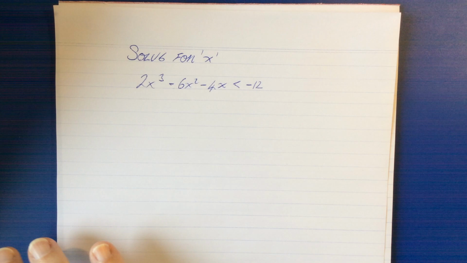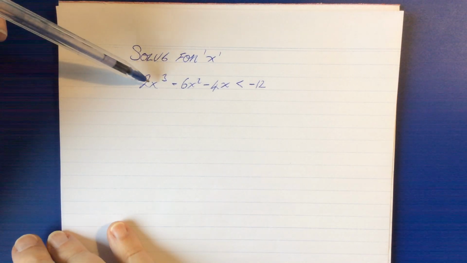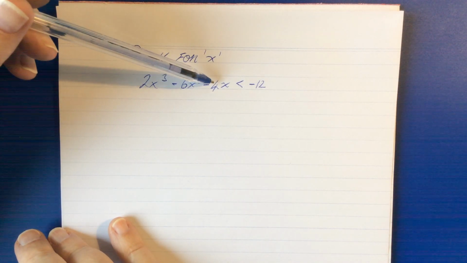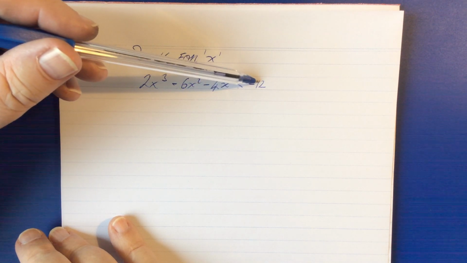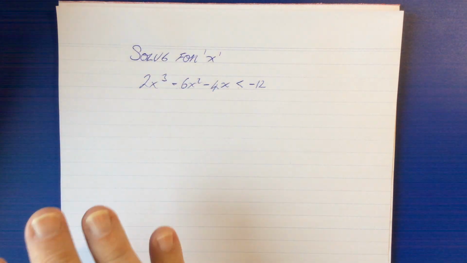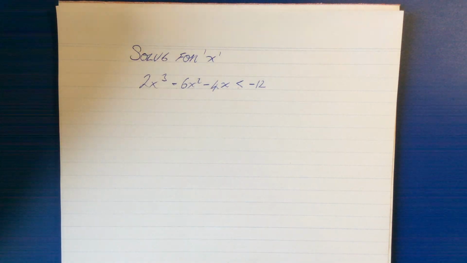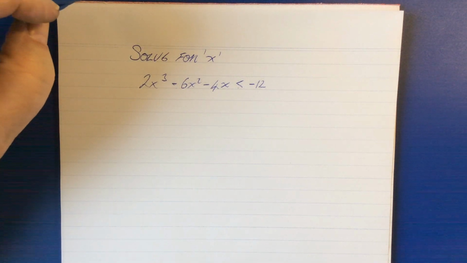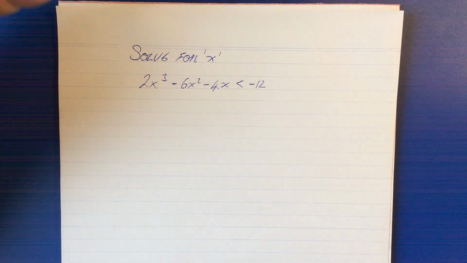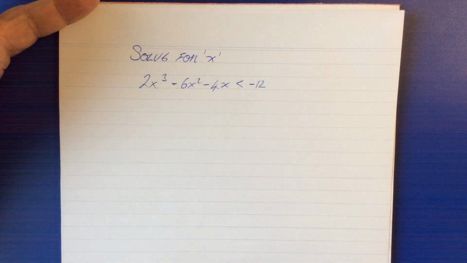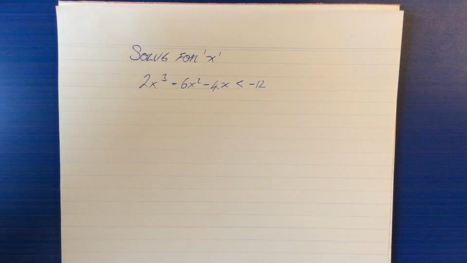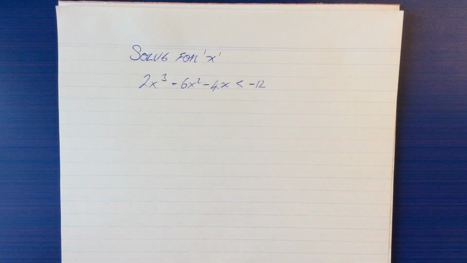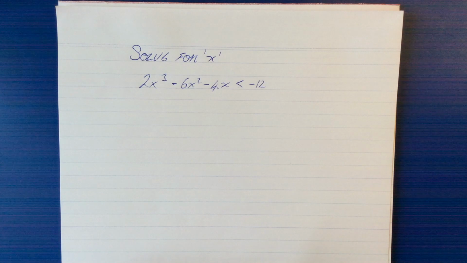This is an inequality. 2x cubed minus 6x squared minus 4x is less than negative 12. How do we go about solving this? Well, to a considerable extent, we treat it as if it were not an inequality but an equality. We solve it in the same way that we would any other cubic.